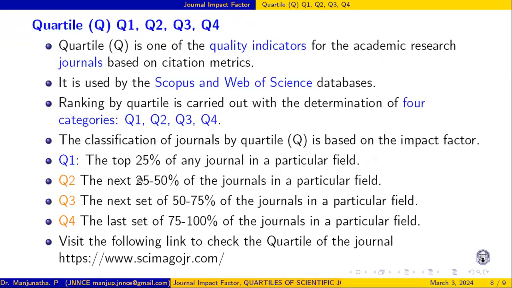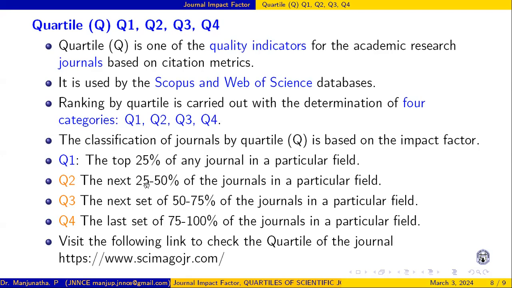Similarly, what about the quartile? Quartile is one of the quality indicators for academic research journals based on citation metrics. It is used by both the Scopus and Web of Science databases. Ranking of journals is carried out by determining four categories: Q1, Q2, Q3 and Q4. Q1 is the top 25% of journals in a particular field, so it is highly peer reviewed and highly referred, and it also has a higher impact factor.